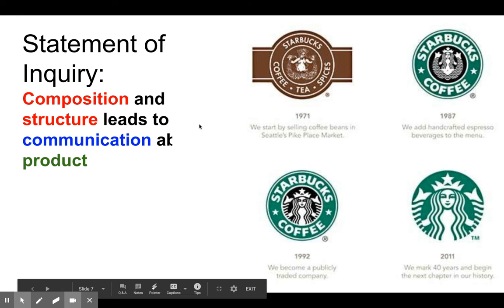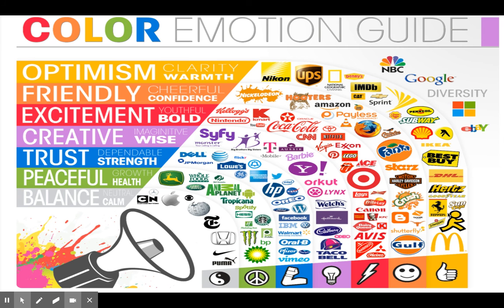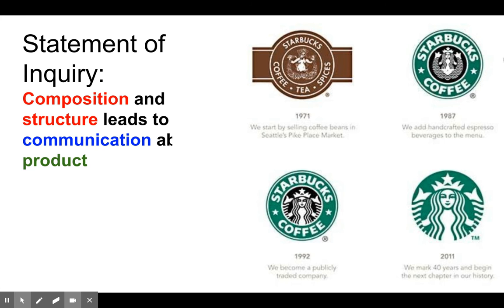Okay. So remember, our statement of inquiry: composition and structure leads to communication about a product. I just want you to look. Here's Starbucks. Starbucks has evolved over time. They started with the brown marketing, and now they have gone to the mermaid. They've always had this little mermaid in green. So what does that tell you about their company? Well, they're using green. They want you to think peaceful growth, tied to nature, healthy. The round symbol is a complete circle that never ends.